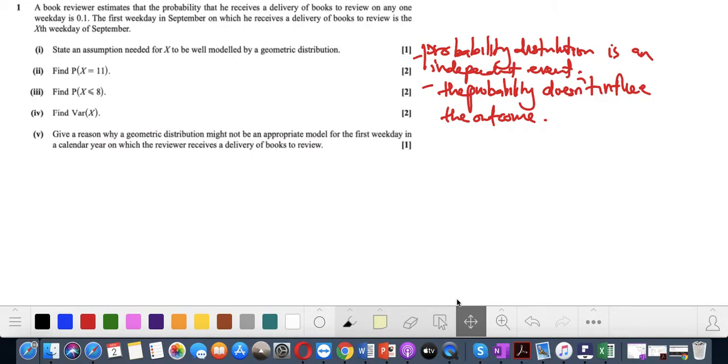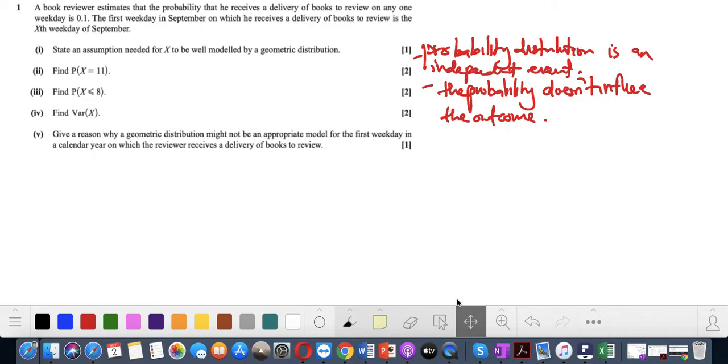Question 2. Find the probability when X equals 11. The question here is a book reviewer estimates that the probability that he receives a delivery to review a book on one weekday is 0.1. So what is the probability of him getting a review on the 11th day?